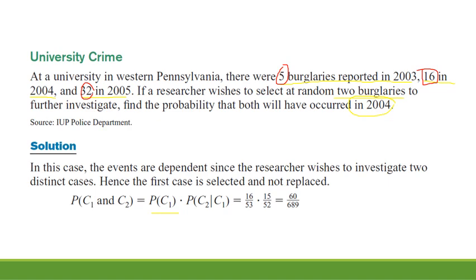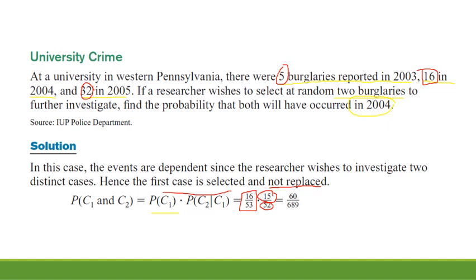So that is now 53. That is the first event, in 2004. So the probability of that first event, burglary, is 16 over 53. Since the first case is selected, it is not replaced. So your total outcomes are reduced to 52, and also the total number of burglaries in that year.